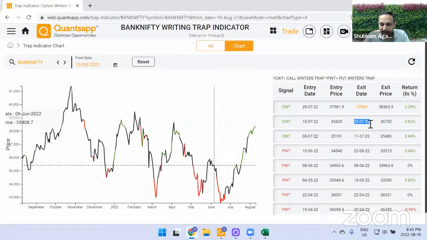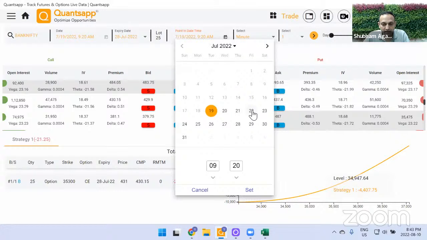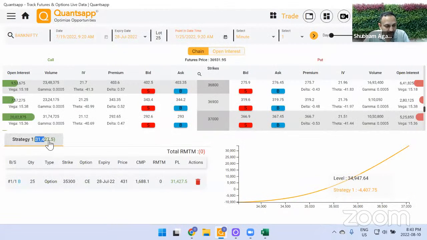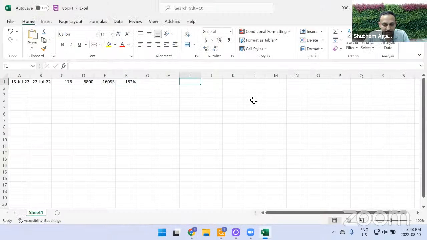When was the exit? The exit was on 22nd of July, right? So we'll directly go to point in time, and 22nd was Friday. So we will be able to exit this trade on 25th at around the market opening time. So I'll say 25th. And on a per lot basis, if I see what kind of profit that signal would have given me, we can see that the profit was 31,427, right? So let me write this down on Excel. 31,427 was the profit on Bank Nifty on a winning trade.